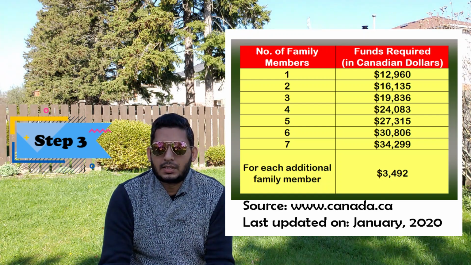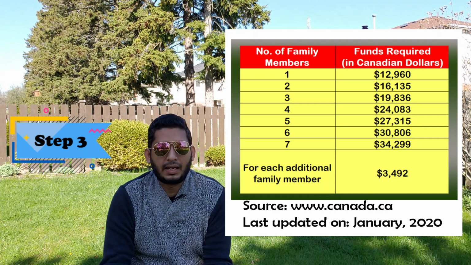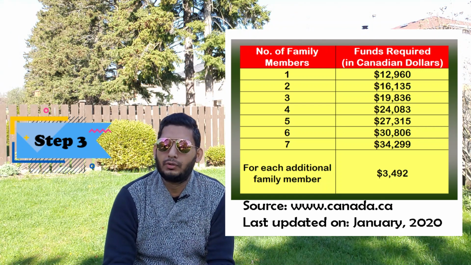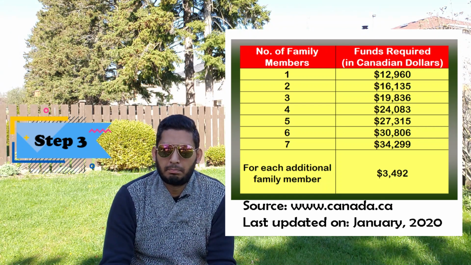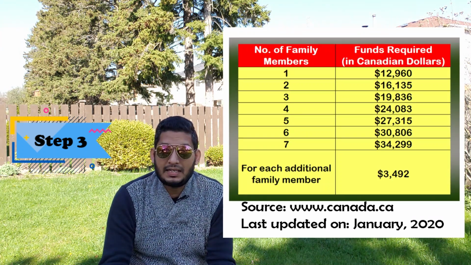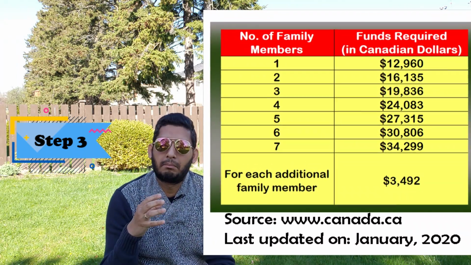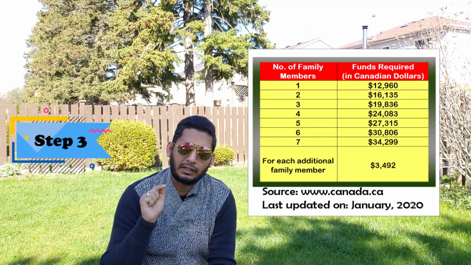Many of you are asking us, okay, family member means, does it include siblings, parents, any other relatives? No, absolutely not. Family members means just you, your spouse, if you're married, and if you have any kids. That's it. So calculate the numbers accordingly and point down your number.